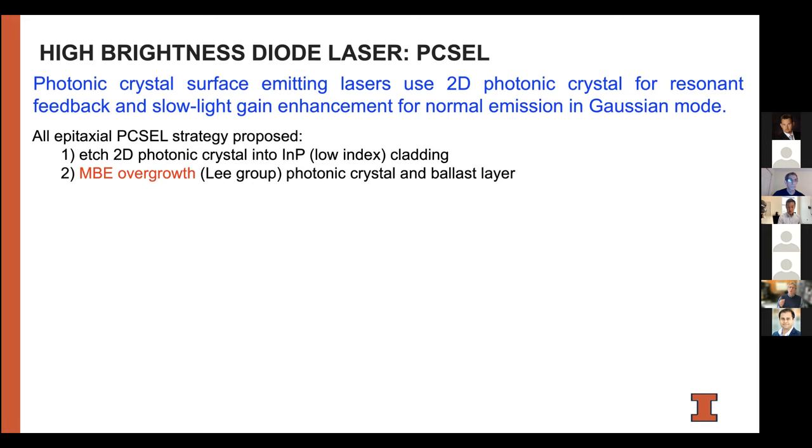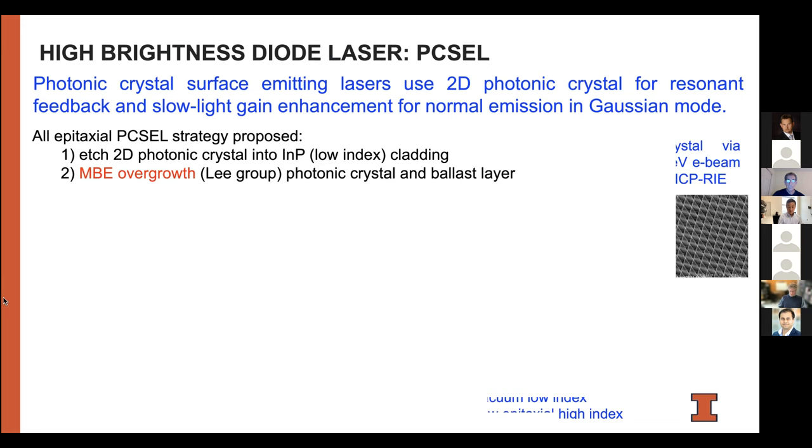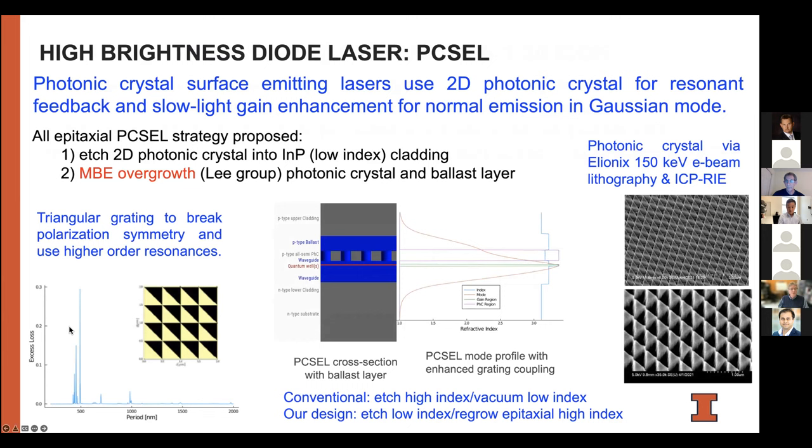And so we're looking at trying to make low index contrast structures, basically combining some of the processing that we do with some of the growth and regrowth that Larry's group can do. Basically, this is a program funded by the DoD that we've been working on already.